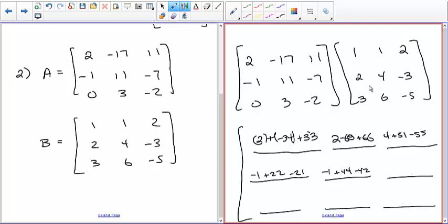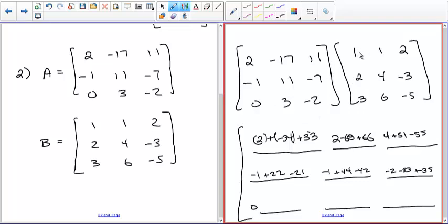Second row, third column. So you end up with negative 2 minus 33 plus 35. That'll go to 0. Then you have this row and this column, so you're going to have 0.